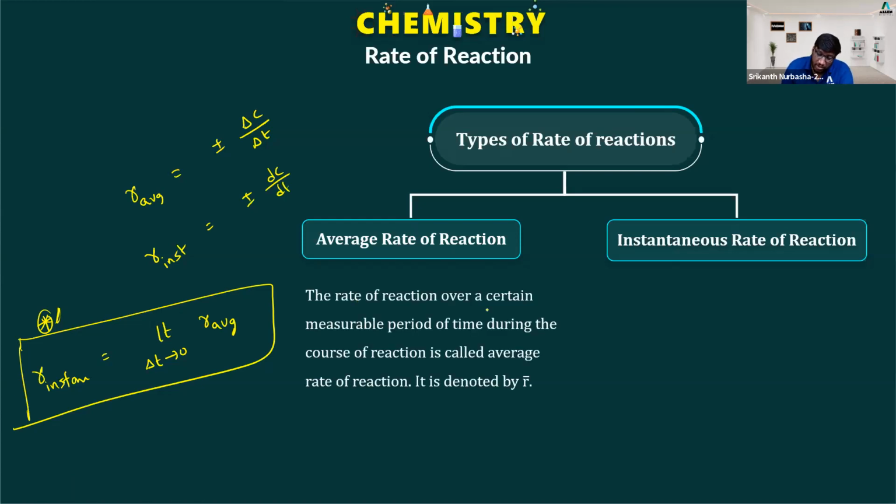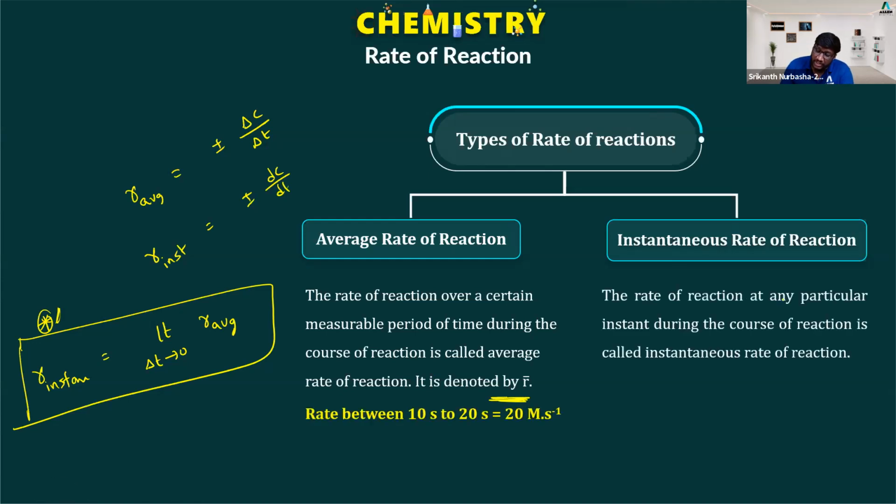Average rate is the rate of the reaction over a certain measurable period of time during the course of reaction. That is also denoted by R bar. Instantaneous rate is the rate of reaction at any particular instant during the course of reaction. Rate at 20 seconds is 20 molar second inverse, whereas rate between 10 second to 20 second is 20 molar second inverse. Between 10 second to 20 second you can see the time interval. Rate at 20 seconds is different. Yes or no? At 20 seconds means it's an instantaneous rate. Between 10 second to 20 second means that is the average rate.